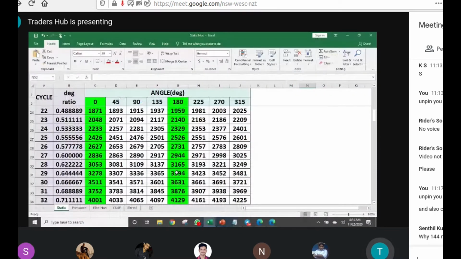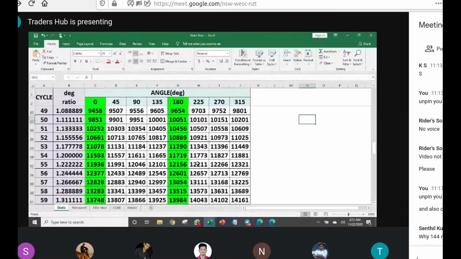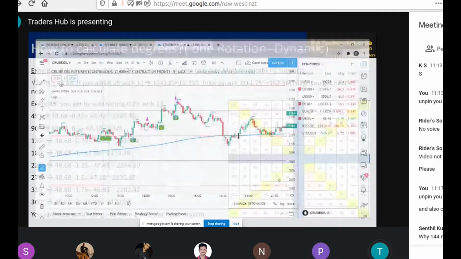For example, now for Nifty, I said Nifty above 0 degrees, that is 12826, above that you have targets like this. This is the way the degrees are mentioned here, and you can take the trade accordingly.